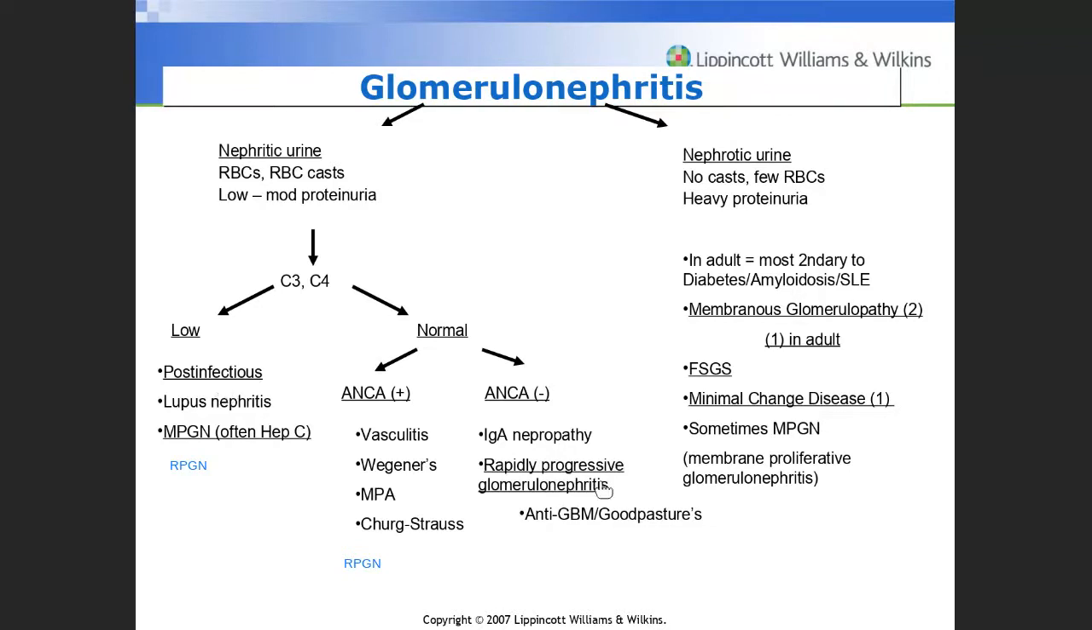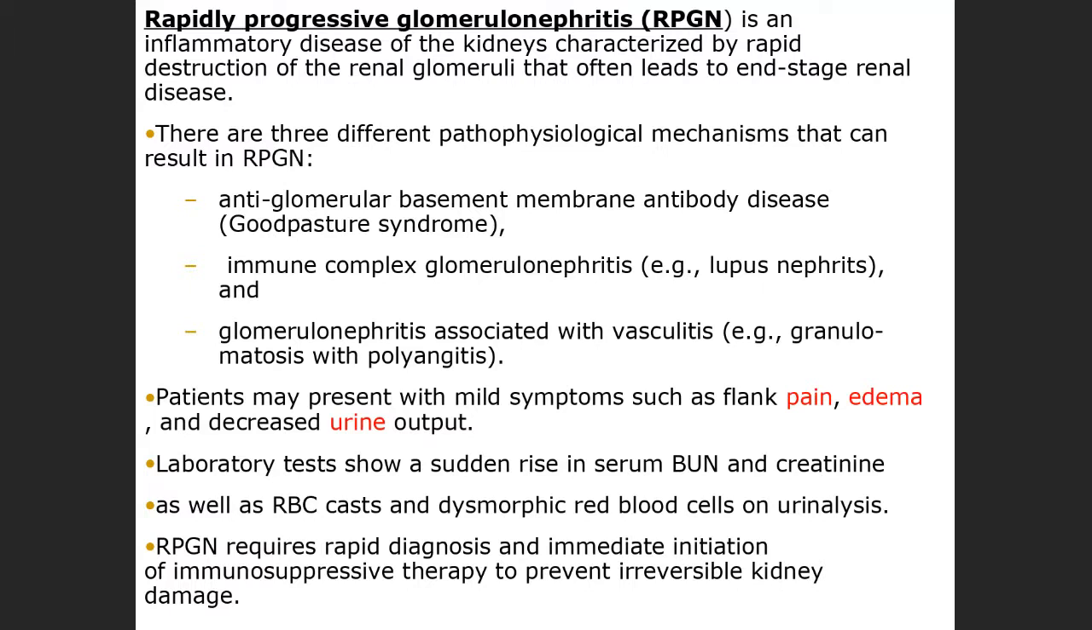You can distinguish between these three by C3. If C3, C4 is low, it's going to be rapidly progressive glomerulonephritis associated with lupus. If it's normal, it could be either of these two. If ANCA is present, it's more Wegener associated. Or if it's Goodpasture, then ANCA is negative. So that's why this slide is important.